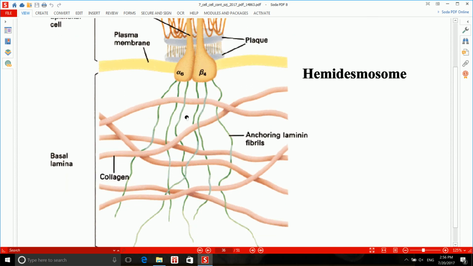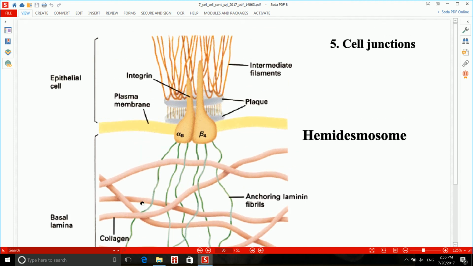And on the other side, as we said in the beginning of the lecture, on the extracellular matrix side, these integrins are bound to components of the extracellular matrix, specifically multi-adhesive matrix proteins like laminin in this case, or fibronectin. And these multi-adhesive matrix proteins themselves are bound to other components of the extracellular matrix, like in this case collagen.